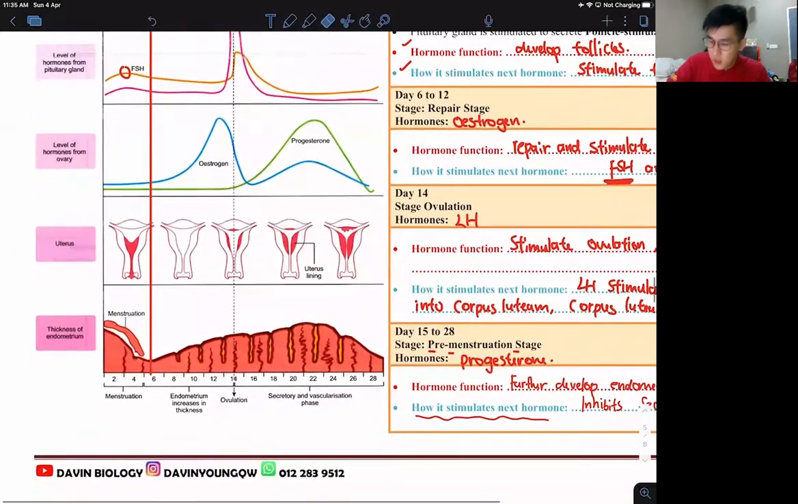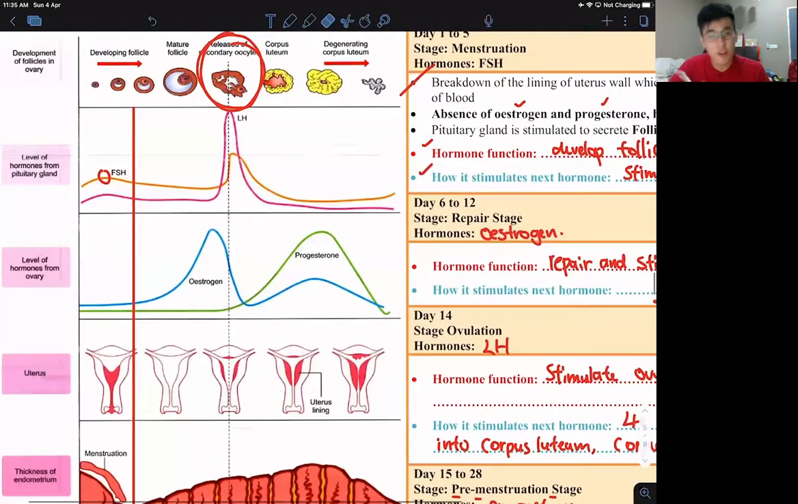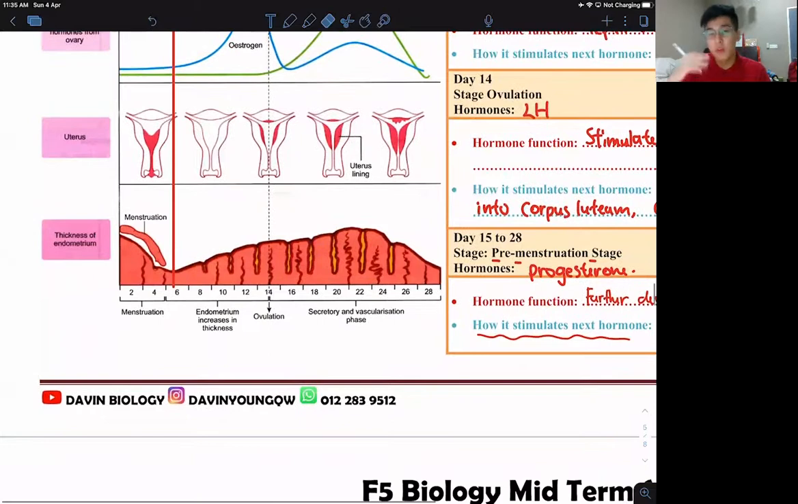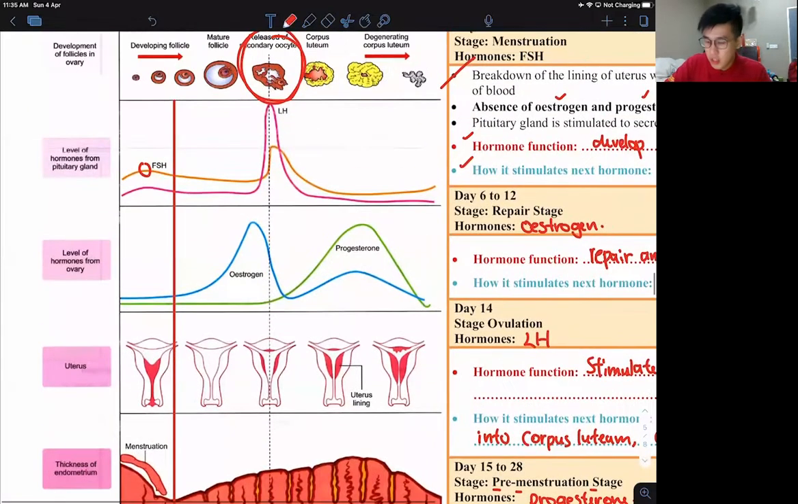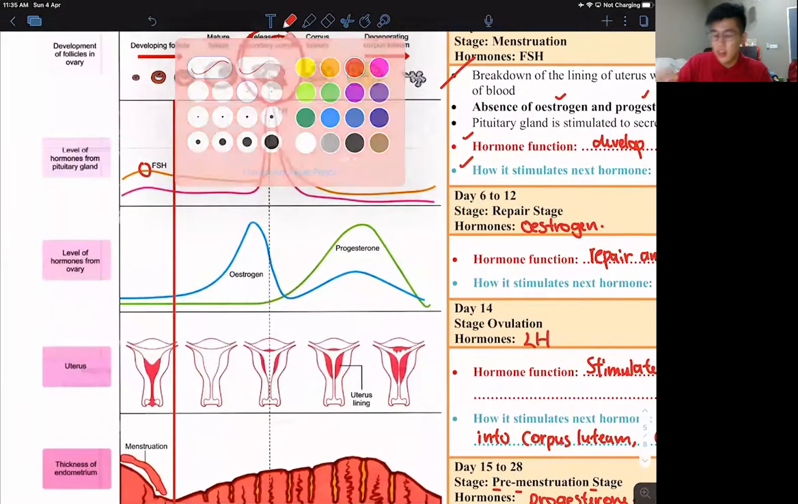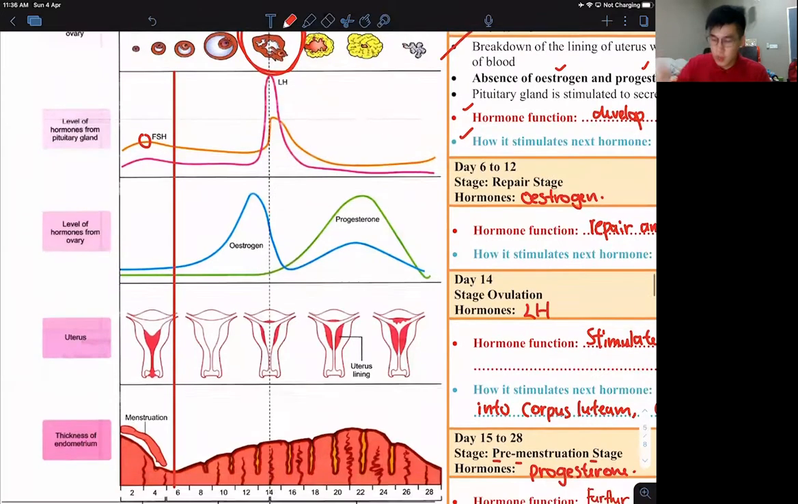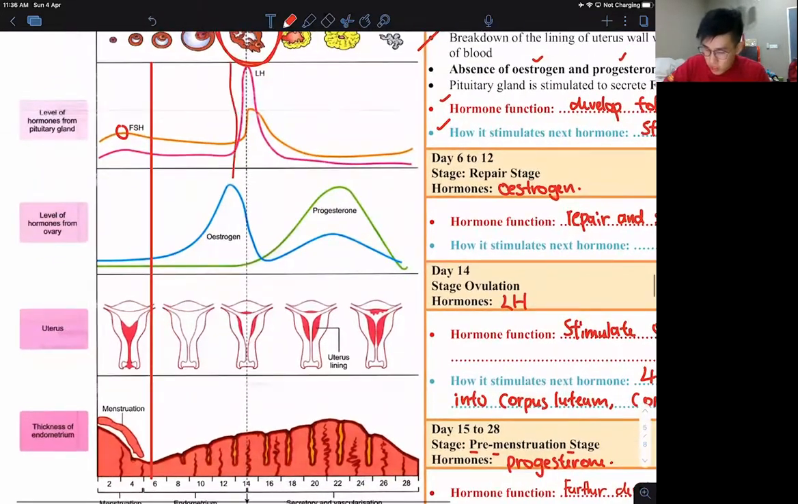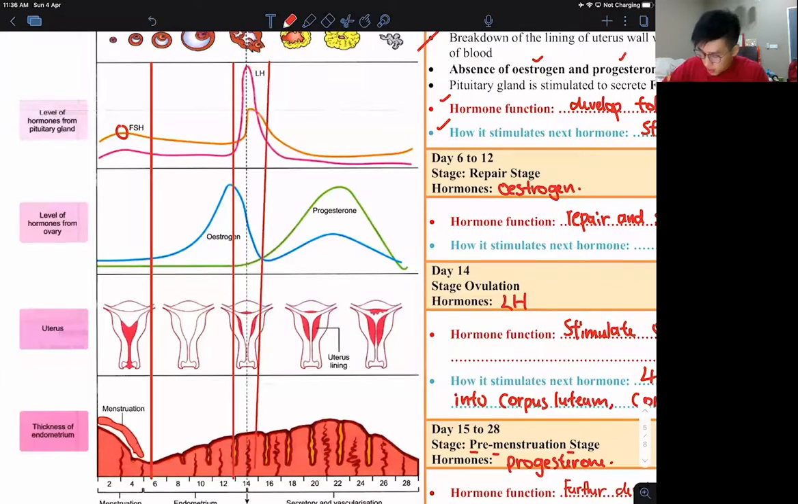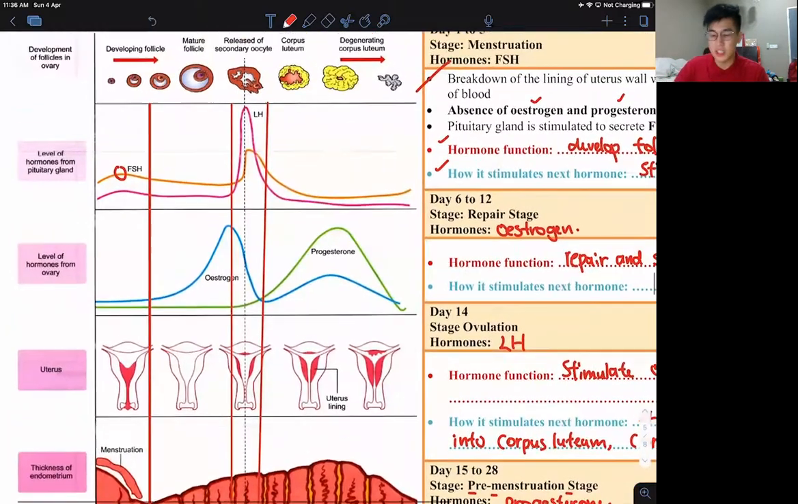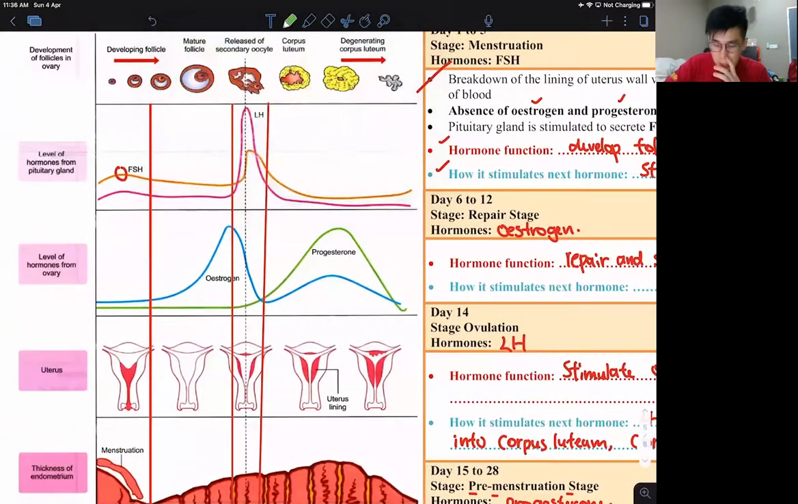So first, whenever we see a graph of hormone levels like this, or you see the endometrium thickness like this, always divide it into the 4 stages we mentioned just now. So day 1 to 5, day 6 to around day 12, day 13, like that. Okay, you can draw a line up to here. And the one that occurs for 1 day only, day 14, ovulation, and then day 15 onwards to the last stage. So I have 4 stages over here: 1, 2, 3, 4.